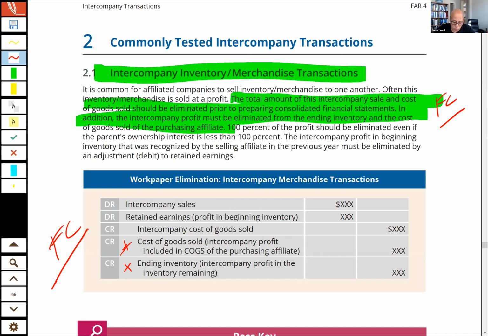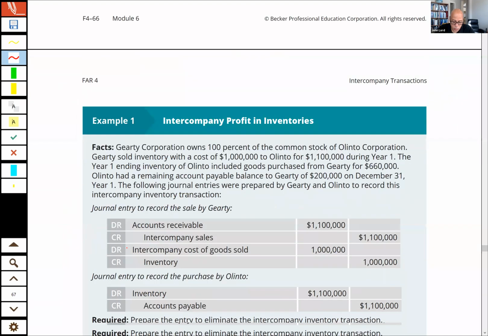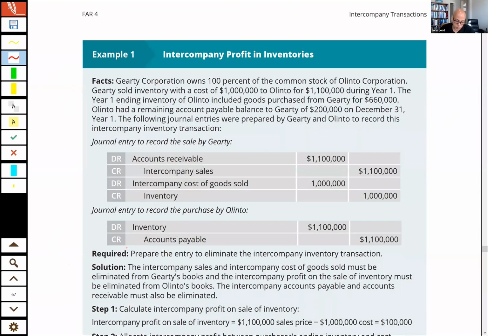Okay, so what I want to do is come over to the next page and walk through this example. Once you walk through it, you'll see that it's not that bad. We've got Garrity Corporation, which owns 100% of Olinto Corporation. Garrity sold inventory with a cost of $1 million to Olinto for $1,100,000. I'm going to highlight that number because we've got some intercompany profit in there, right?